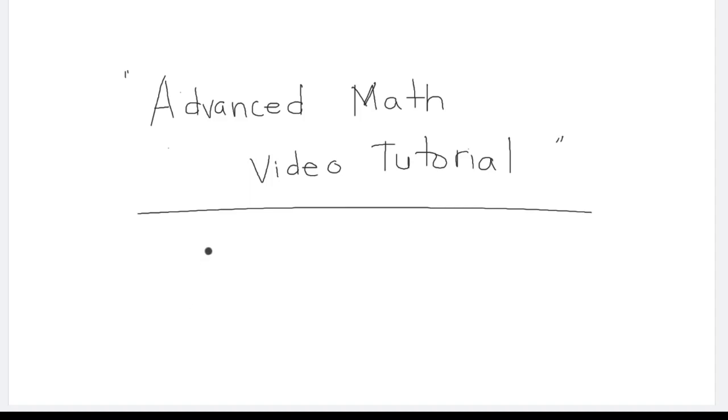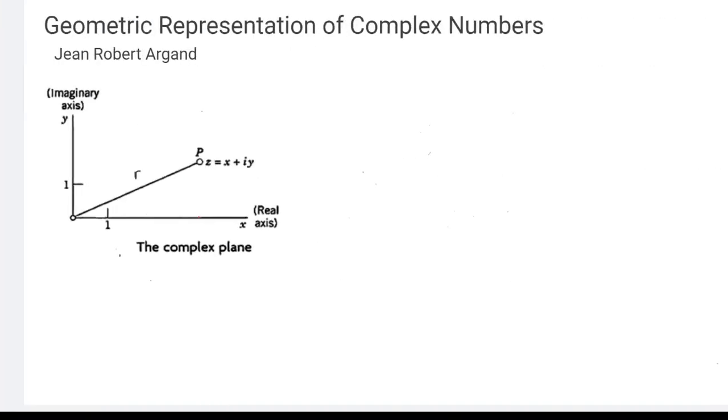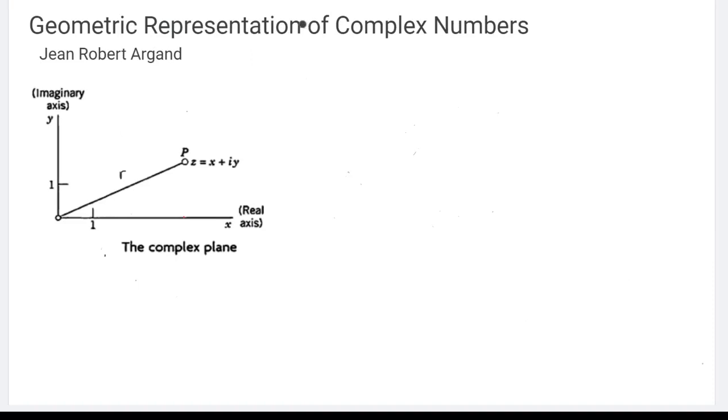So welcome back to another advanced math video tutorial. This time we will discuss geometric representation of complex number. So a complex number is represented geometrically in the Argand diagram. It was named after the French mathematician Jean Robert Argand, with the point P(x, y), whose abscissa and ordinate are the real and imaginary parts of the complex number respectively.